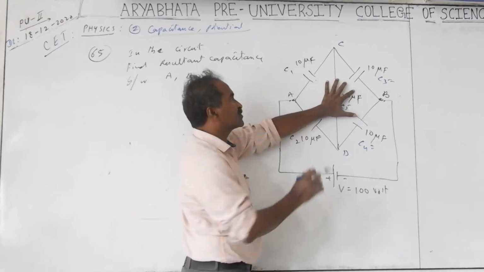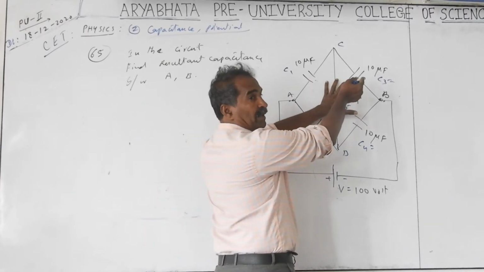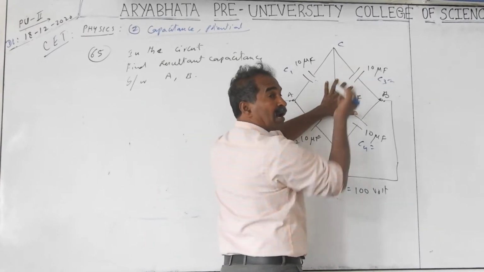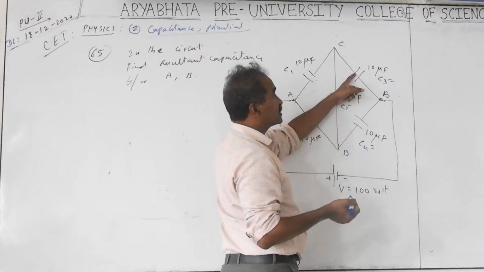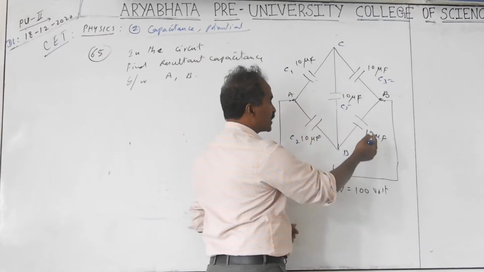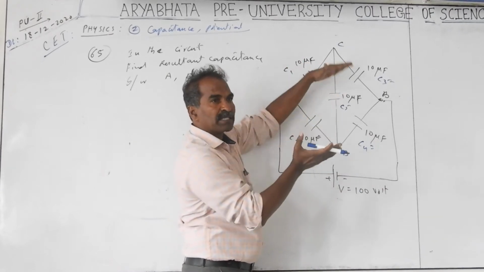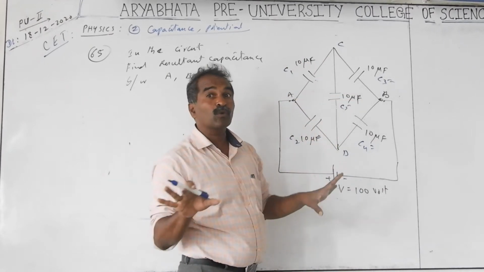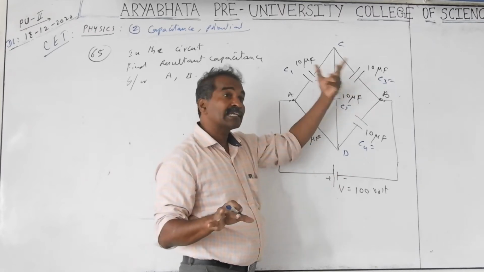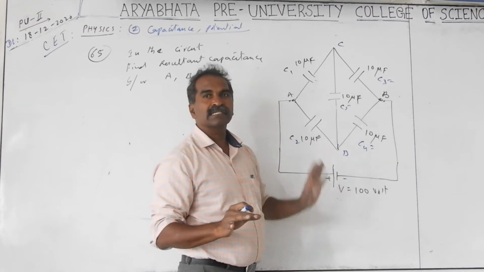Removed means these two come in series. Identical capacitors in series: the capacitance becomes half. So 10 and 10 in series becomes 5. There also 10 and 10 in series gives 5. 5 parallel to 5, you take addition for parallel, 5 plus 5 is 10. The result is 10. You don't have to work this out: when all are equal, the result is the same. The result is 10 microfarads.